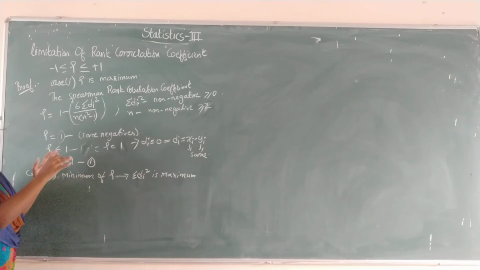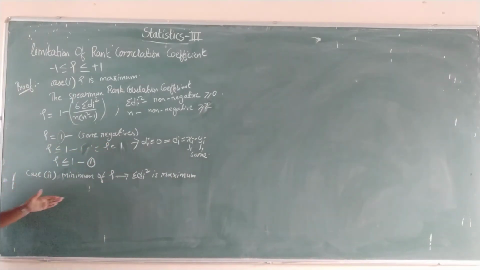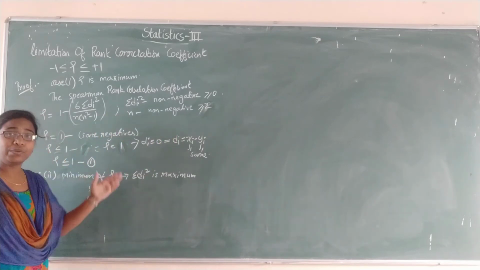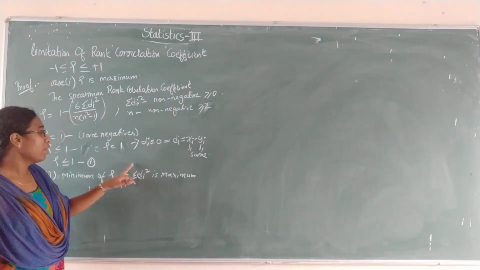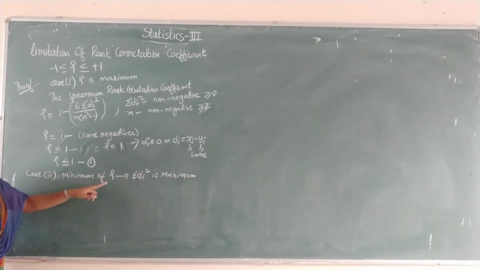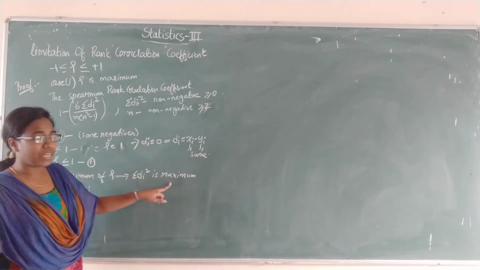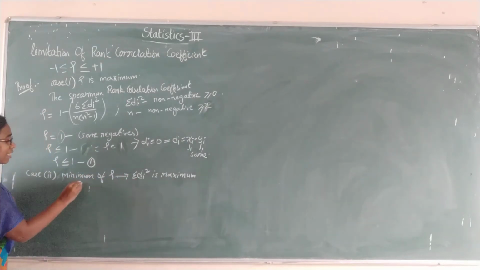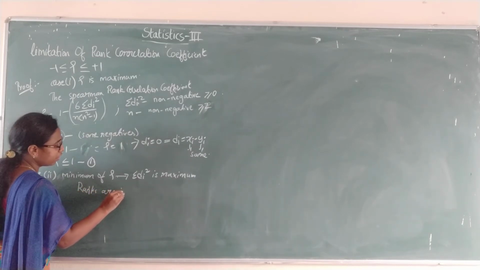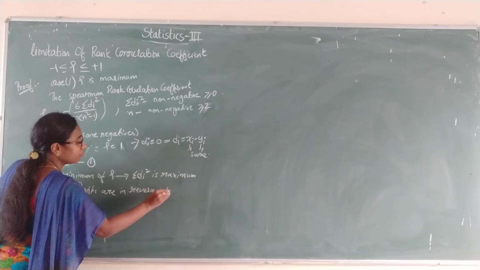So 1 minus the maximum value tends to minus 1. As your di value increases, the rho value decreases. That's why whenever di square is maximum, only then will you get the minimum value of rho. And you get di square maximum if the ranks are in reverse order.